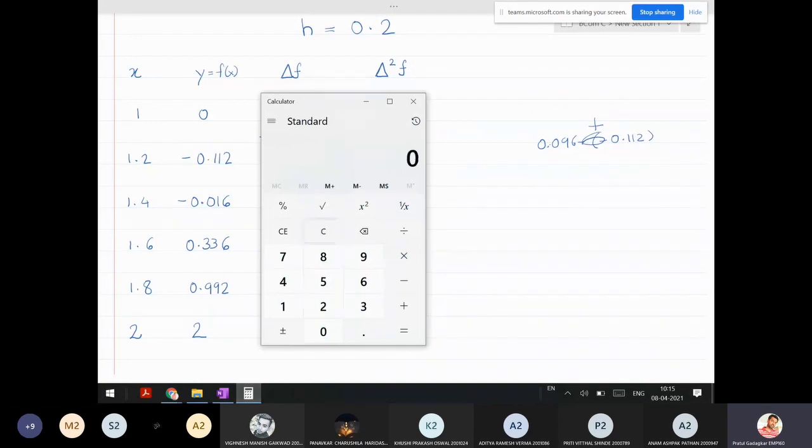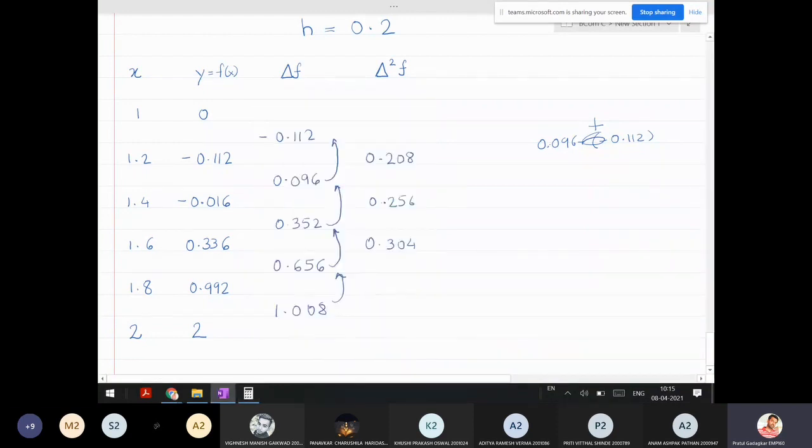0.656. I'm supposed to subtract. So 1.008 minus 0.656, and that comes out to be 0.352. The next column is, you remember, you have to stop when you either get a zero or you finish with the same entries.